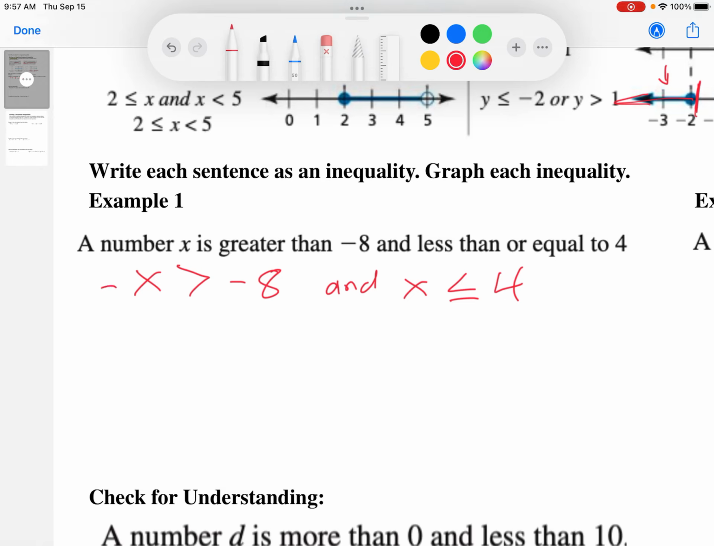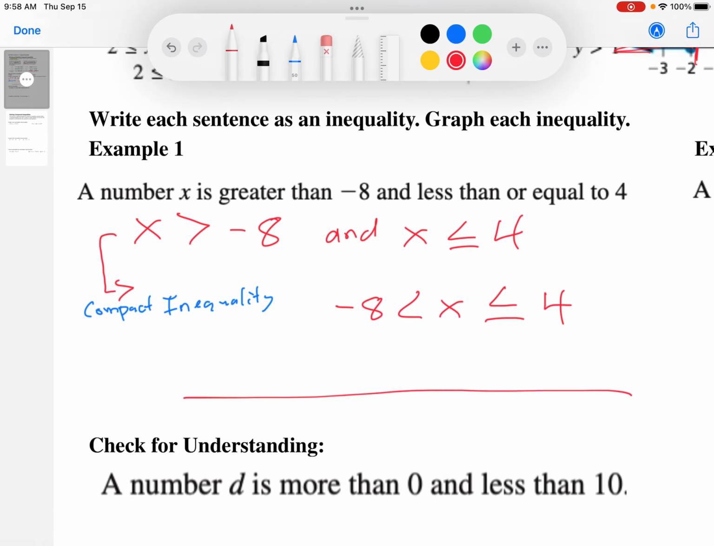We can combine it into what's called a compact inequality. And I would like you to write compact inequality on your notes. Essentially what that means is we're going to turn these two inequality statements into one statement. The way that you do it is you put the smaller number on the left, you put the x in the middle, and you put the bigger number on the right. And then you just have to make sure that your inequality signs are facing the appropriate variable or number just like they were above. And then the last thing you're going to do is graph this.